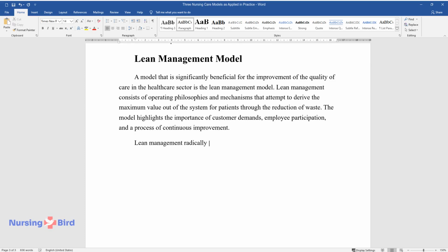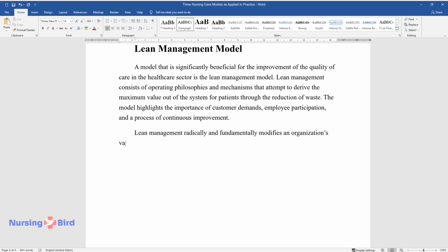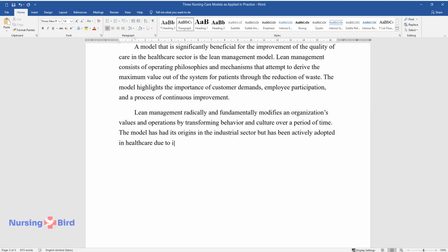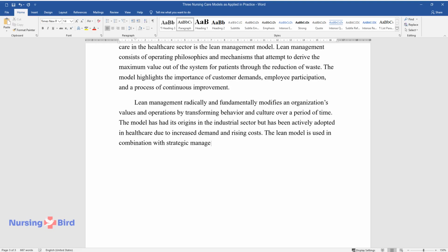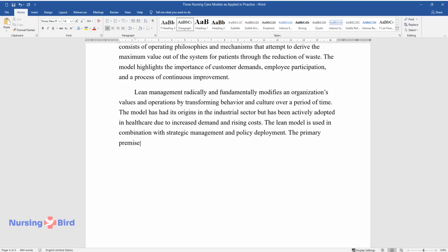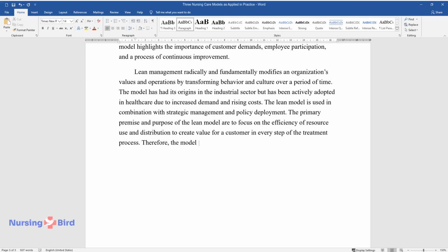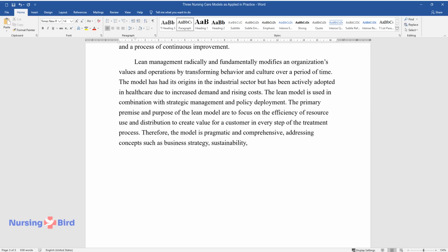Lean management radically and fundamentally modifies an organization's values and operations by transforming behavior and culture over a period of time. The model has had its origins in the industrial sector but has been actively adopted in healthcare due to increased demand and rising costs. The Lean model is used in combination with strategic management and policy deployment. The primary premise and purpose of the Lean model are to focus on the efficiency of resource use and distribution to create value for a customer in every step of the treatment process. Therefore, the model is pragmatic and comprehensive, addressing concepts such as business strategy, sustainability, and systemic changes.